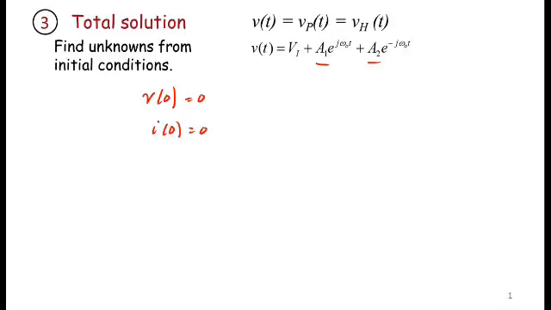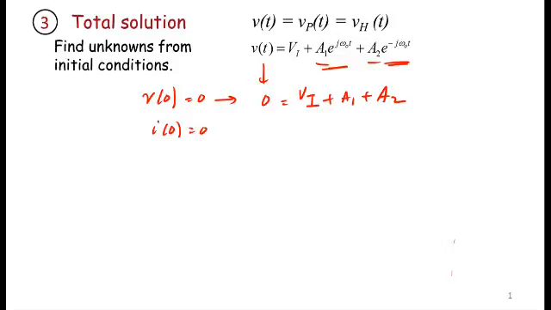From the first initial condition, let me write down the equation for time t equal to 0. So I set V of 0 equals 0. At time t equal to 0, V of t gives me Vi, and if I substitute t equal to 0 here and here, I just get A1 plus A2, since e raised to j omega naught 0 is 1, and e raised to minus j omega naught 0 is also 1. So I get my first equation by using V of 0 equals 0.